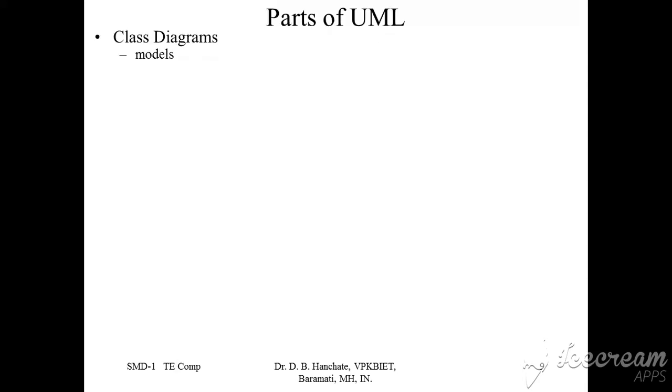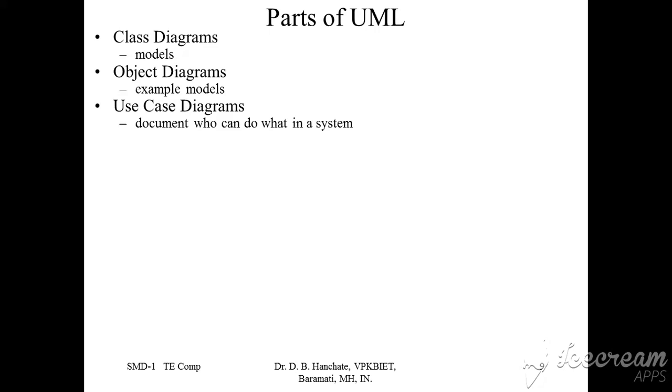Now, the parts of the UML. These are the class diagrams. We first do the study of the models of the class diagrams, and object-oriented diagrams, that is, example models also. You see use case diagrams; these are diagrams included in the Unified Modeling Language, which is actually called the language of the diagrams also. Use case diagrams document who can do what in a system.